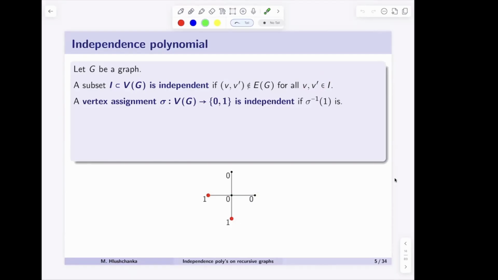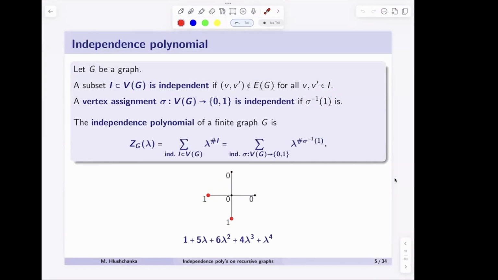Instead of talking of independent subsets, I could also talk of independent vertex assignments. Basically, I will be assigning zeros or ones to vertices, and I say that this vertex assignment is independent if the vertices that get assigned 1 form an independent subset of the graph. In particular, in this case, again, this whole assignment is independent because the two vertices which get assigned 1 form an independent subset.